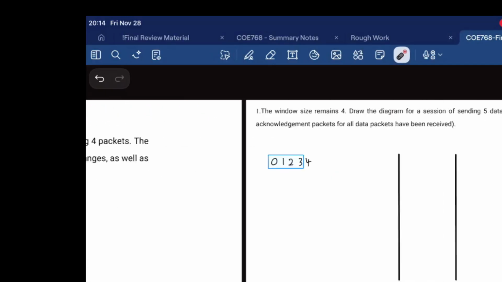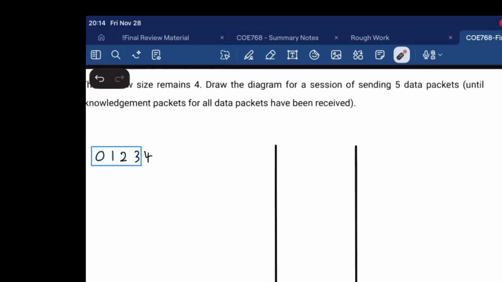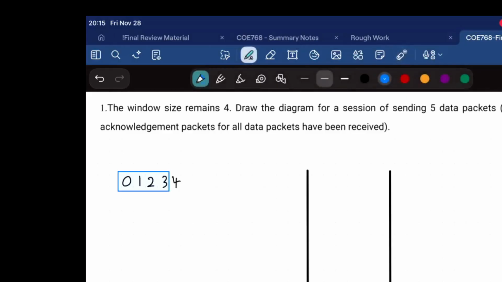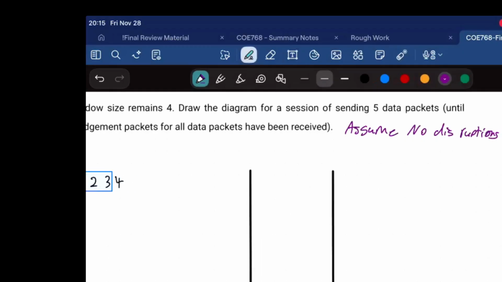Moving on to the actual question that we'll be focusing on. Similar to what you saw in the previous slide, but this one is going to be showing you the window size still remaining at 4. However, you want to send 5 data packets until the acknowledgements for all of them have been received. So to solve this question, we assume that no disruptions happen. So we can state that too. So assume no disruptions occur.